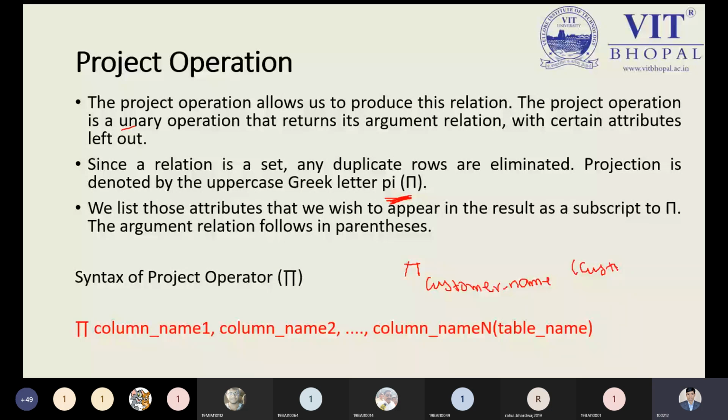Okay, and if you want to print all the attributes, then the star is not applicable over here. So we have to write each and every column name, so customer city, customer name, and customer ID as well.